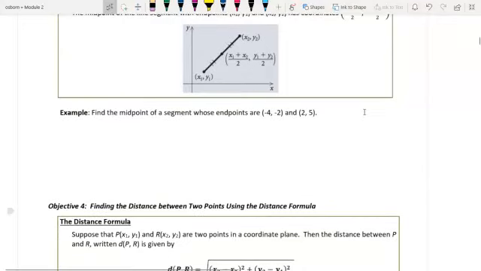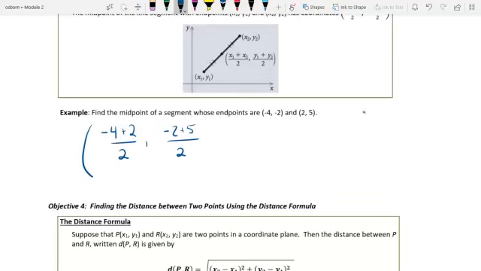For this example, find the midpoint of a segment whose endpoints are -4, -2, and 2, 5. For my x coordinate, I'm going to take -4 plus 2 divided by 2. For my y coordinate, I'm going to have -2 plus 5 divided by 2. So -4 plus 2 gives me -2 over 2, and -2 plus 5 gives me 3, so that'll be 3 over 2. I simplify that to -1, comma, 3 over 2.